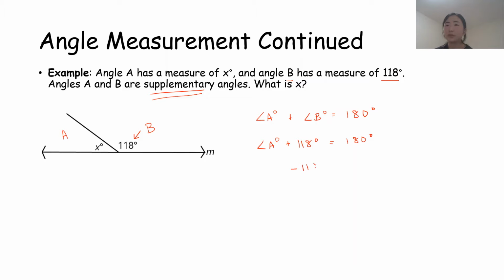Now we just have to do a little bit of rearranging to find out what angle A equals. So we subtract 118 from both sides of the equation to get angle A. And since 118 minus 118 is 0, and 180 minus 118 is 62 degrees, we know that angle A is 62 degrees. And since angle A is X, this means that X is also 62 degrees.